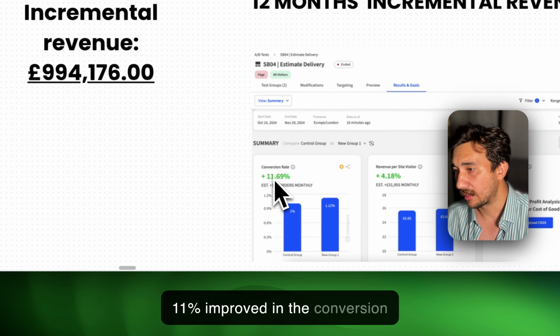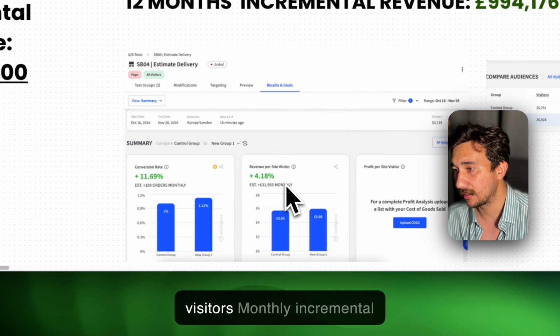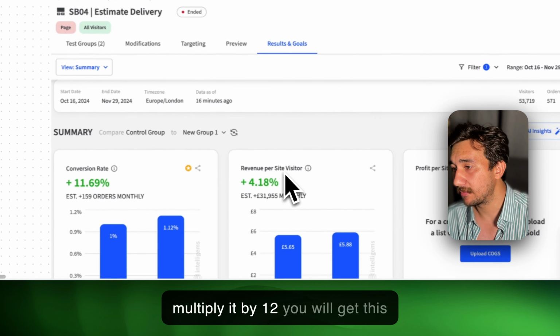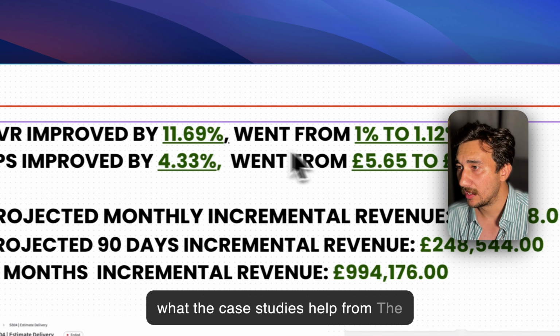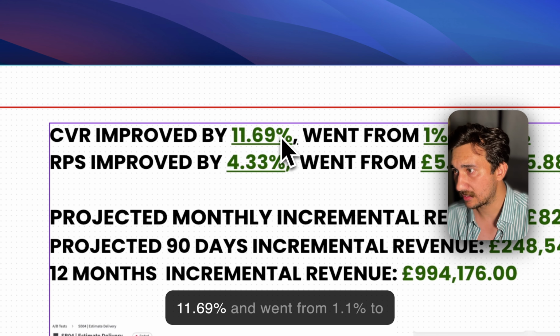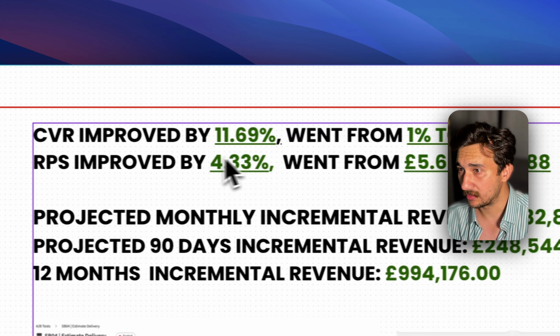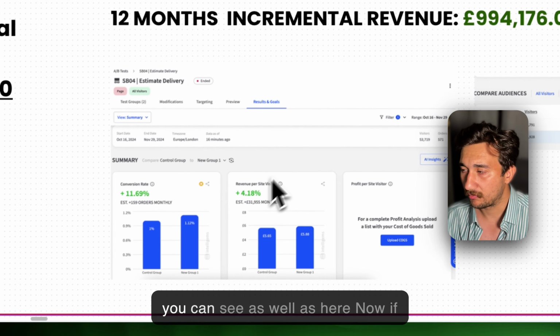An 11% improvement in the conversion rate, and 4.18% in the revenue per visitor. Monthly incremental revenue was £31,000. If you multiply it by 12, you will get this much revenue per year. So this is what the case study helped with. The conversion rate improved by 11.69% and went from 1.1% to 1.12%, and the RPV improved by 4.3%, which you can see here as well.